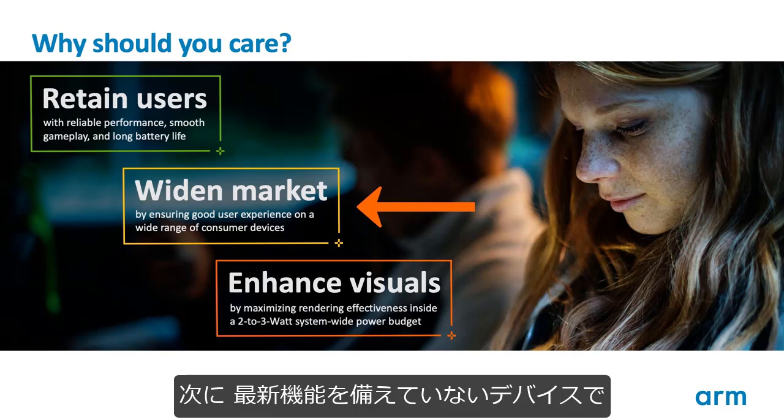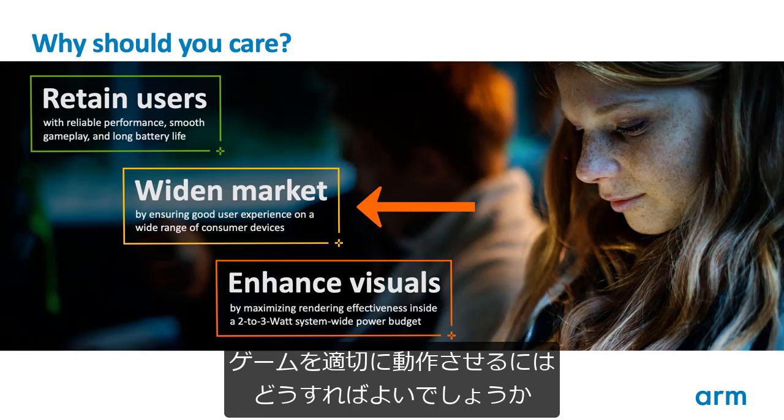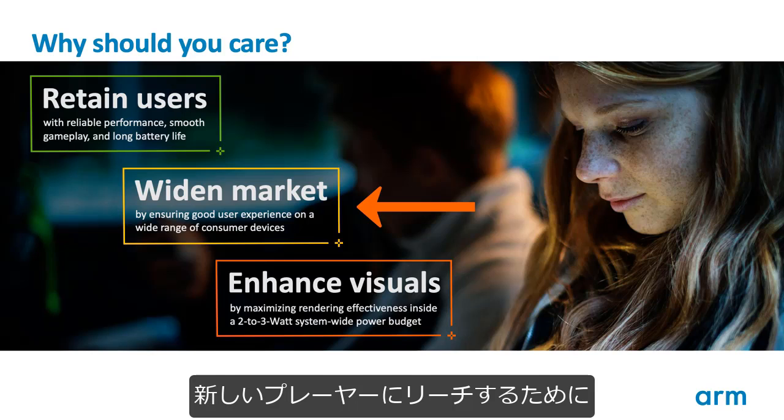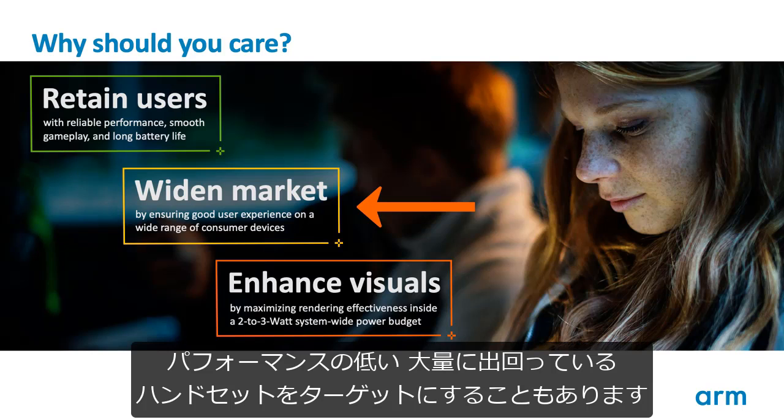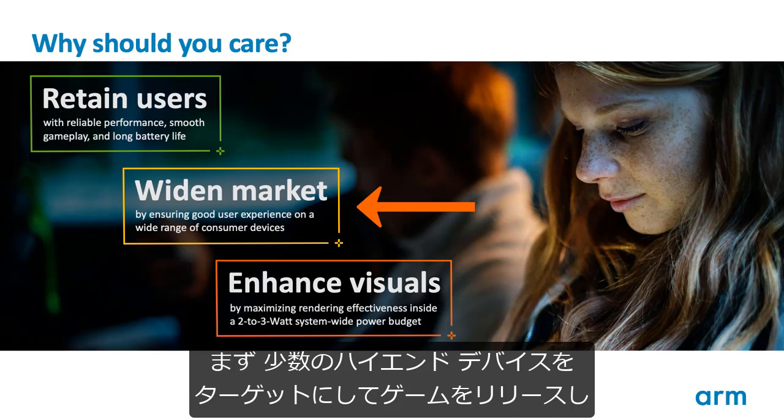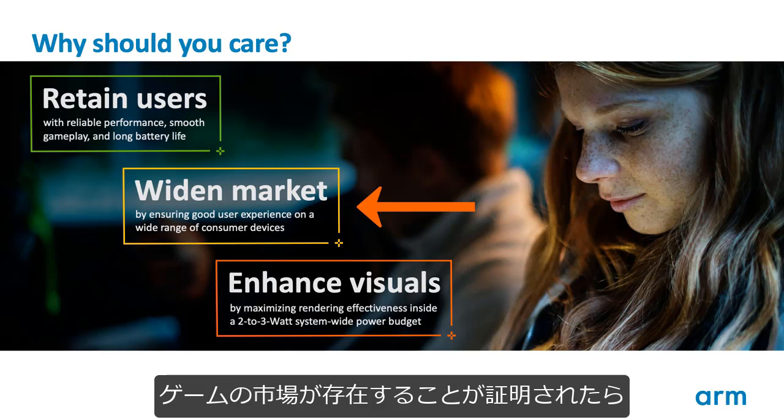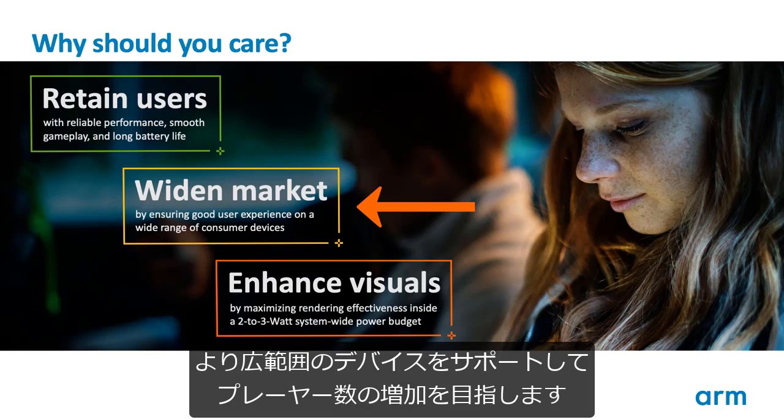Next, how can you adapt a game to perform well on a device that doesn't have the latest capabilities? In order to reach new players, you quite often need to target mass-market handsets, which are usually less capable in terms of performance. You might initially release your game to target a small number of high-end devices, and then, once it's proved that the game is viable and has a market, you can aim to increase player numbers by expanding support to a wider range of devices.